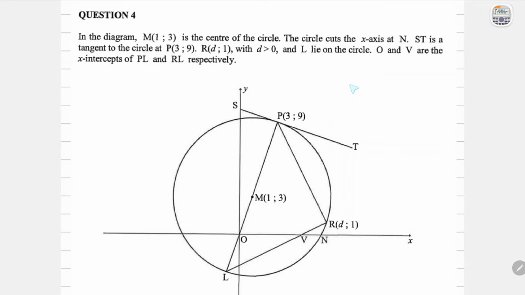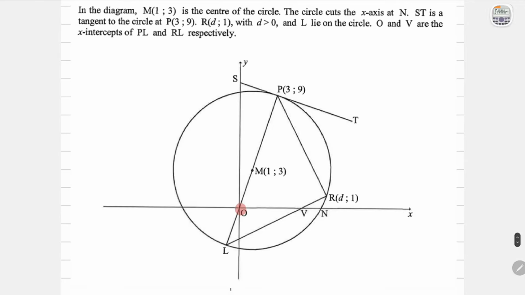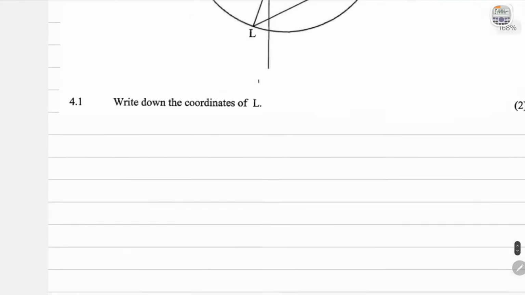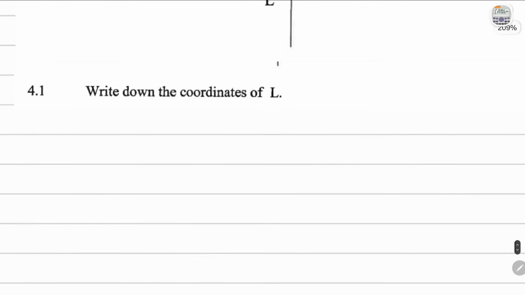And L lies on the circle. So L lies on the circle. O and V are the x-intercepts of PL and RL respectively. Okay, so we have O and V, which are the x-intercepts of their respective lines. The first question is: write down the coordinates of L.